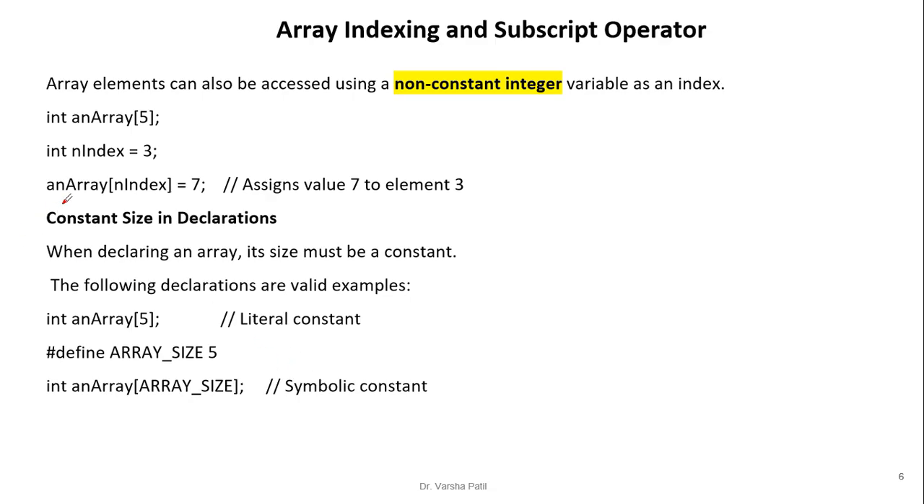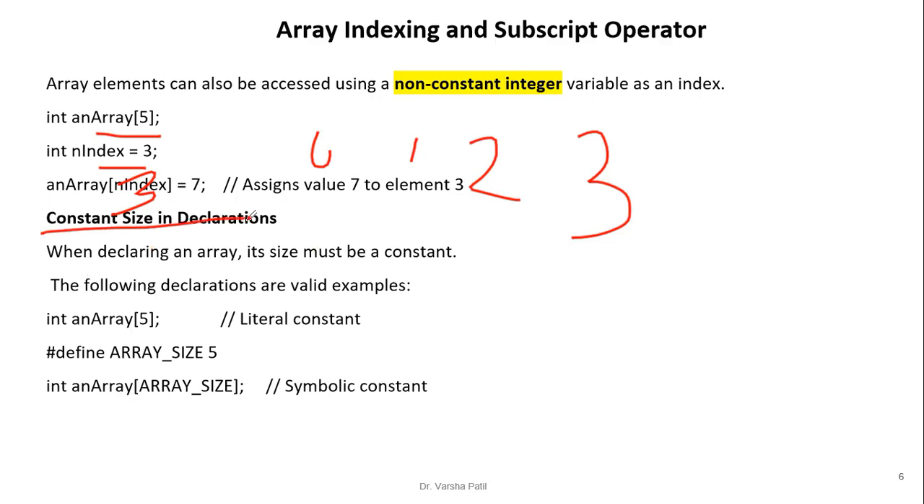An array element can also be accessed using a non-constant integer variable as an index. For example, here we have declared an array of 5 elements. Now we declare one variable, n_index, which is equal to 3. Now we can write an_array[n_index], so n_index is replaced by 3, and at the fourth location, because 0, 1, 2 and 3, that is the index 3, we are storing the value 7.